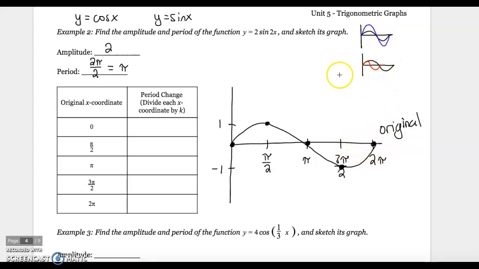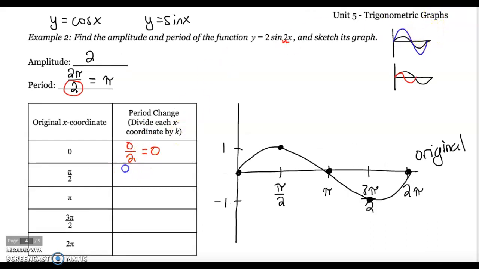And I'm going to do my period change first, so I'm going to take each of my original x-coordinates, the ones that are already listed on here, and divide them by my k, which is the number that you used earlier to find out your final period. So I'm going to take all of these x-coordinates and divide them by 2. So 0 divided by 2, luckily for us, is still 0. When you do pi over 2 divided by 2, I'm going to run out of space a little bit there. Let's see if I can zoom in.